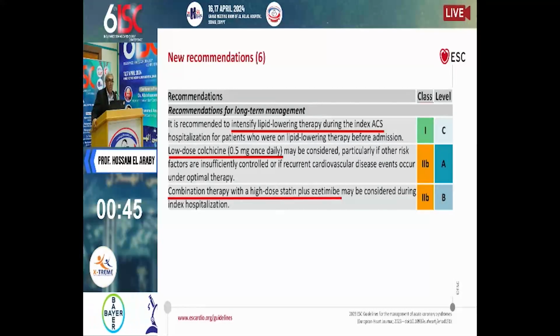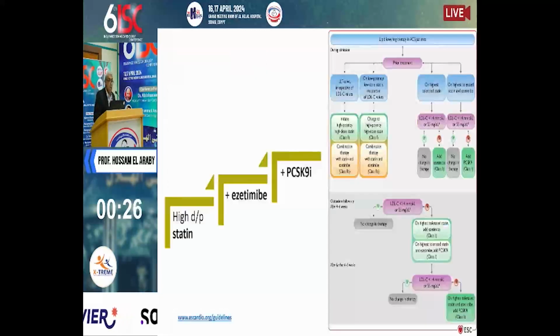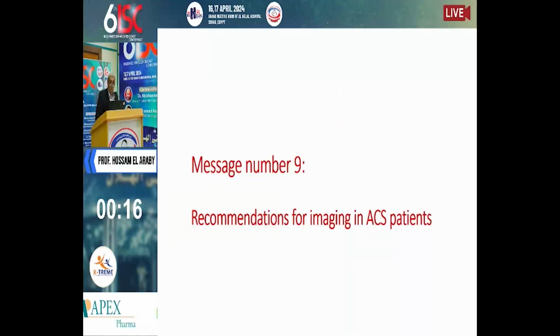High intensity statin therapy is class 1, adding ezetimibe is class 2B, and low dose colchicine 0.5 once daily may be considered, particularly if other risk factors are insufficiently controlled or if recurrent cardiovascular disease events occur under optimal therapy. And this is the traditional strategy recommended in the dyslipidemia guidelines: start high intensity statins, then ezetimibe, and then PCSK9 inhibitors.